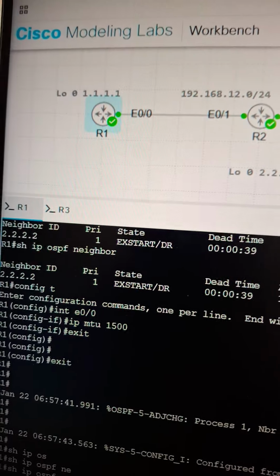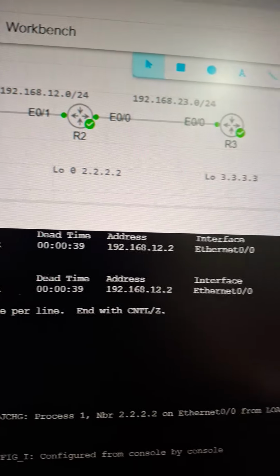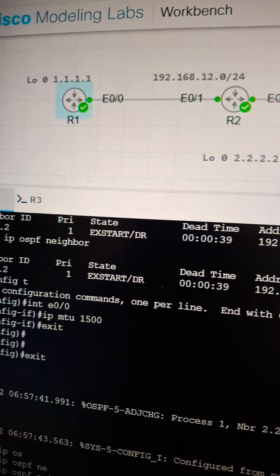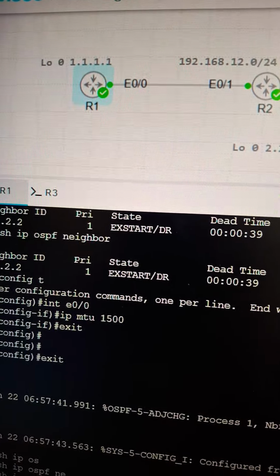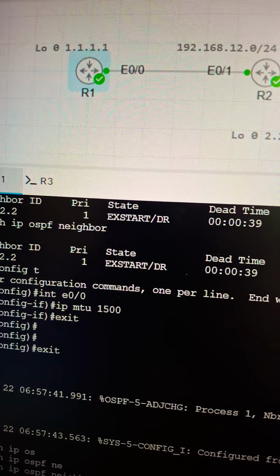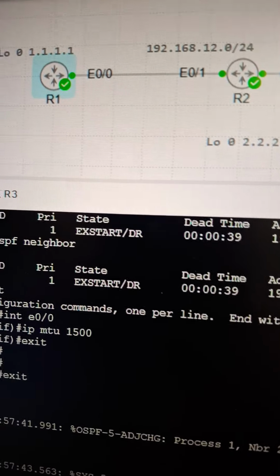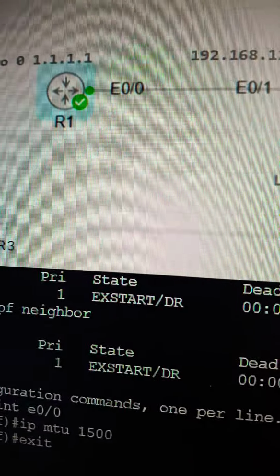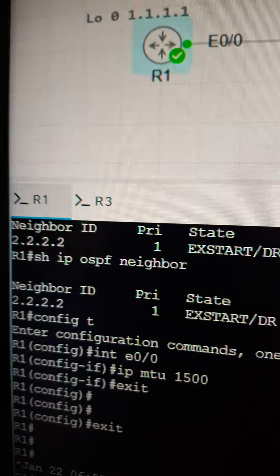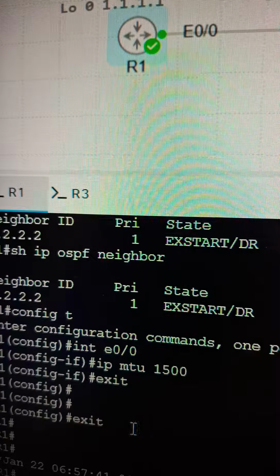Hello everyone, if you see here in the Cisco Modeling Lab, we took three routers and did OSPF troubleshooting here. You can see we have an issue: router R1 has a different MTU than router R2, its directly connected neighbor. On router R1, interface E0/0 has an MTU of 1400.